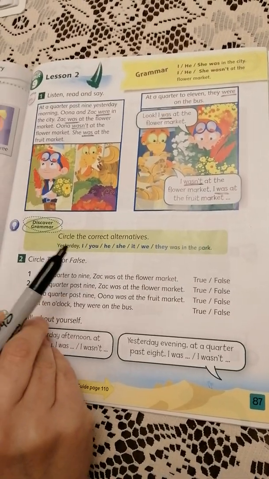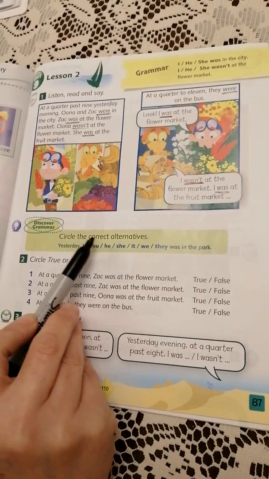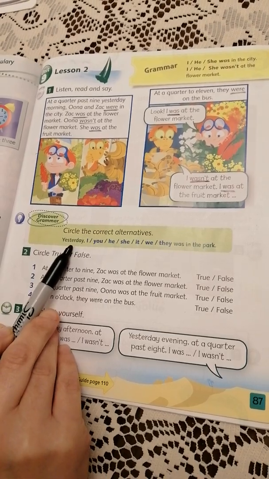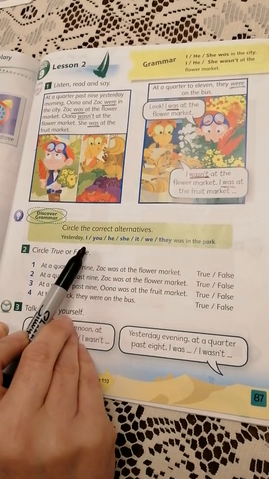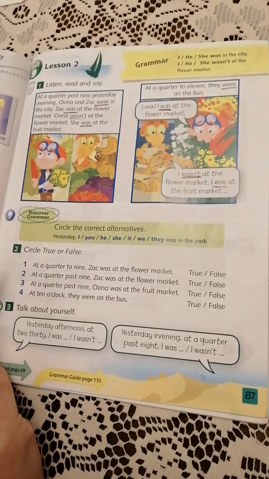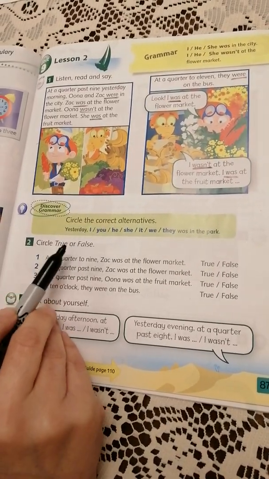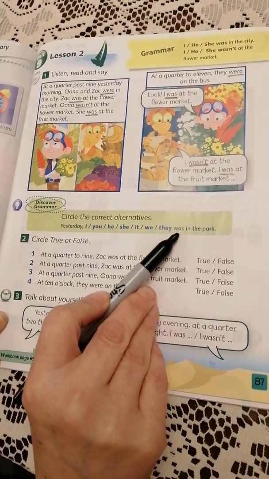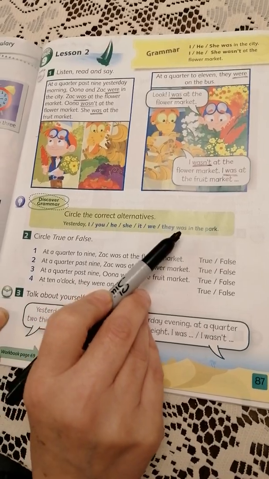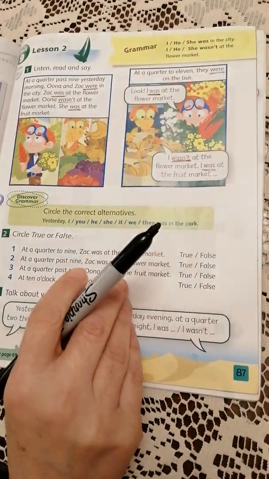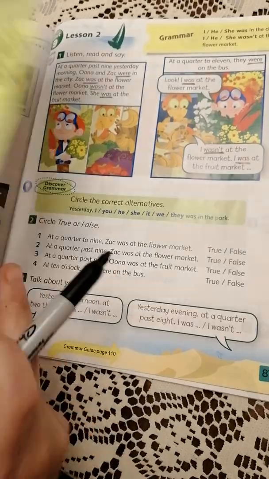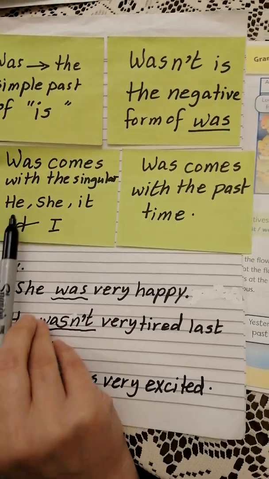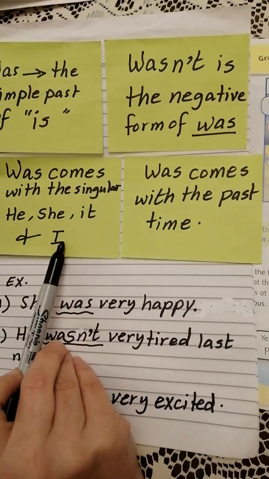Look at the question here. Circle the correct alternatives. Yesterday is the past time. We have many pronouns here as subjects and we have to choose and circle the correct alternative with the verb was. So we can use here the verb was, as I mentioned, was comes with the singular, he, she, it, and I.